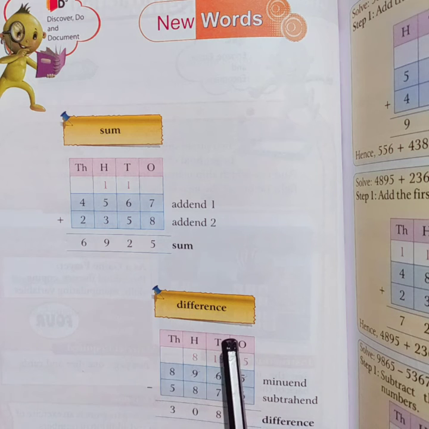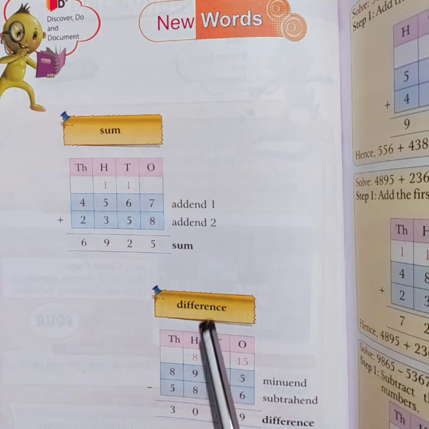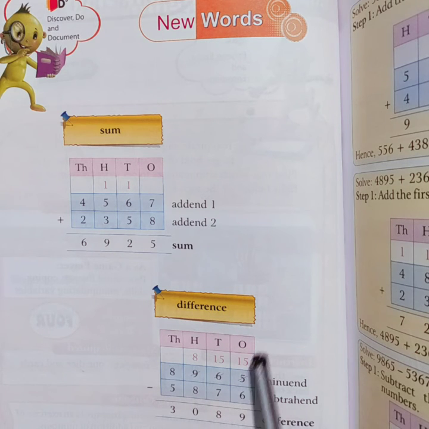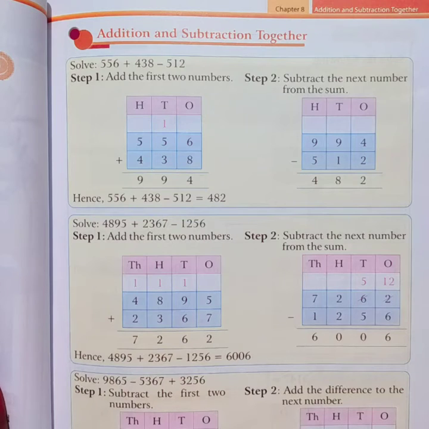Okay, next one, difference. The result of subtraction is known as difference. So the first number in subtraction is known as minuend, and the second number is known as subtrahend. The result of these two numbers in subtraction is known as difference. Okay, so children, let's see one example.